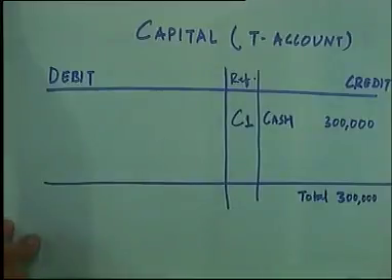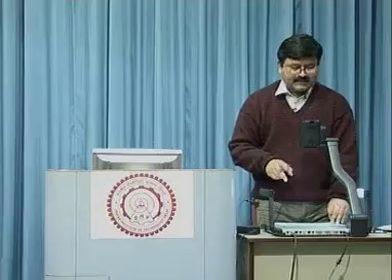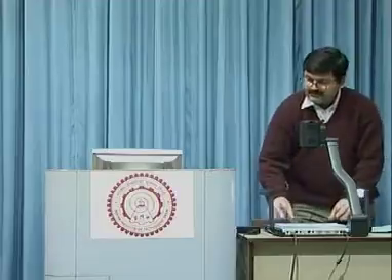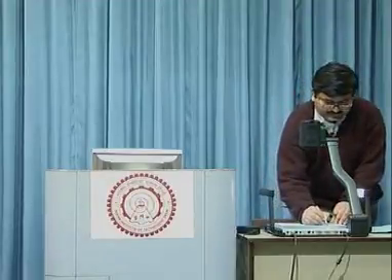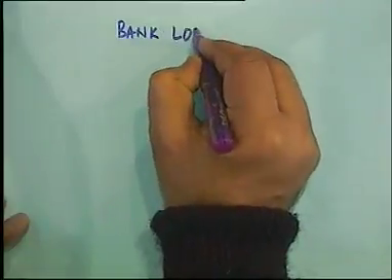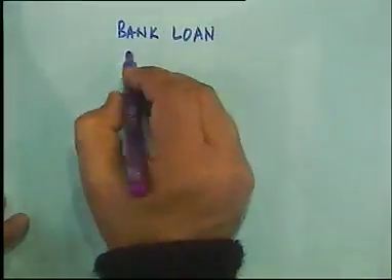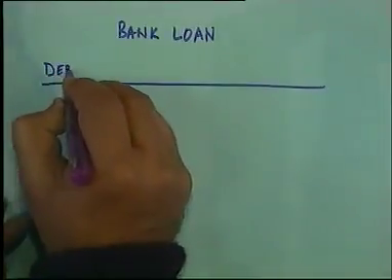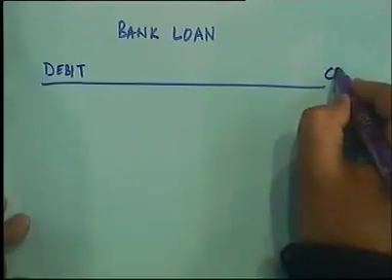So this is how I have transferred the capital part into the capital T account. Likewise, I will go on doing it for other transactions also. For example, I take a bank loan, another ledger. Here again, you have a debit side, you have a credit side.